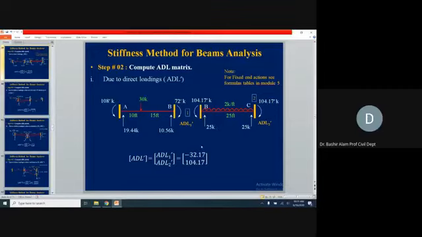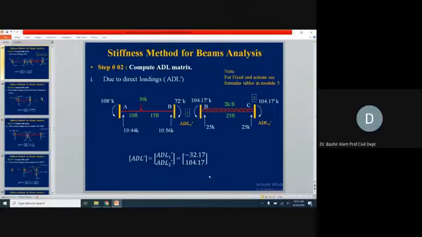And from here we are going to generate our ADL prime. ADL 1 prime, corresponding to D1, is plus 72 minus 104.17. So this is minus 32.17. And then corresponding to D2, we have this ADL 2 prime, 104.17. So this is 104.17. Are you with me?